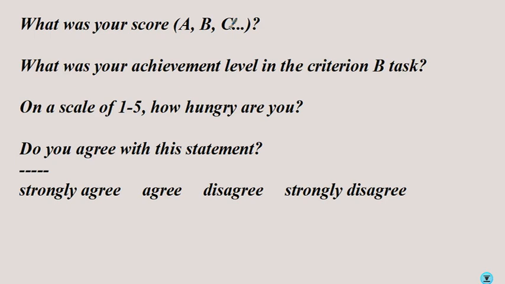When I ask you about your achievement level in criterion B task, you give me something between 1 and 8. But that 1 to 8 is not a number. It is an achievement level. It describes a set of descriptors that you have achieved. So 8 is better than 7, but it does not represent a certain quantity.